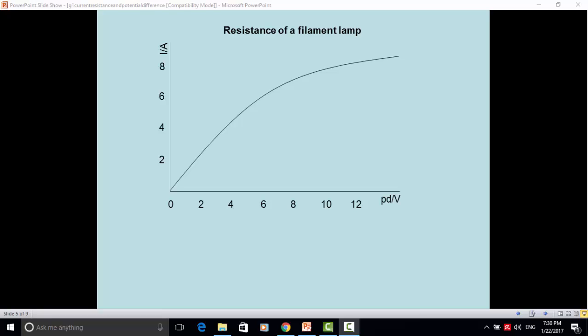Here we have the graph of current against potential difference for a filament lamp, and you'll see at higher potential differences the current is not increasing at the same rate. Therefore the gradient reduces and the resistance must be increasing. If we measure the potential difference and the current at 2 volts, we get resistance as voltage over current, 2 over 2.4, 0.83 ohms. If we find the potential difference and the current at 12 volts, we then find resistance as potential difference over current, which is now 12 over 8.2, giving 1.46 ohms. So you see that the resistance has increased.